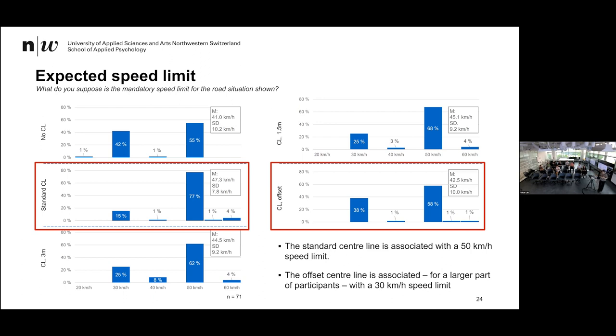What you can see here is that we have this standard central line, and the standard central line leads people to think this is a road where they can drive 50 kilometers per hour. In comparison, if we have the central line that's offset, where we have clearly impacts of this design, a lot more people would think this is a road where slower speeds are appropriate. And this is a significance test, the chi-squared test, which would say this difference is statistically relevant.